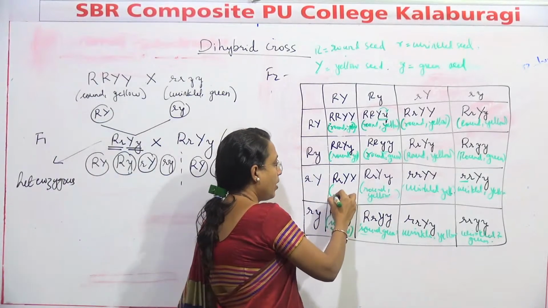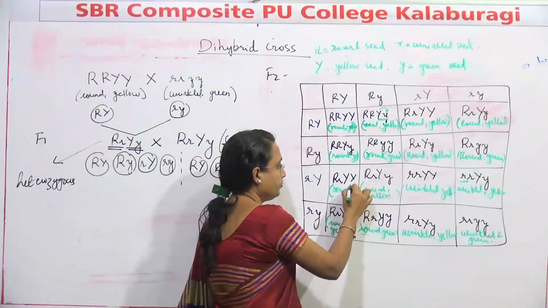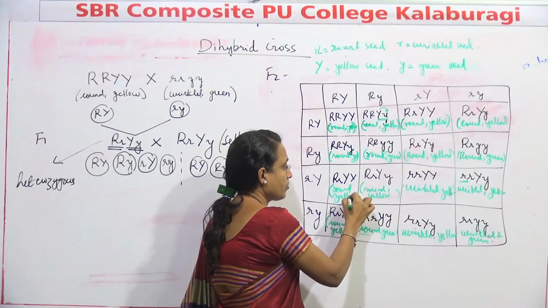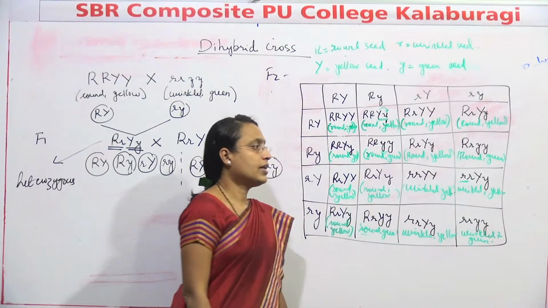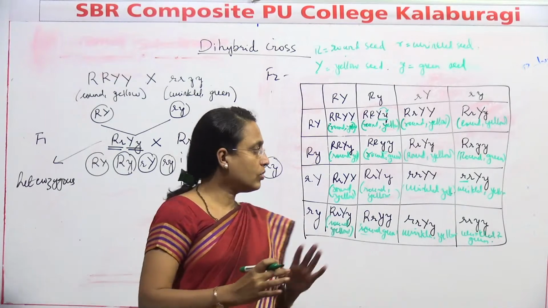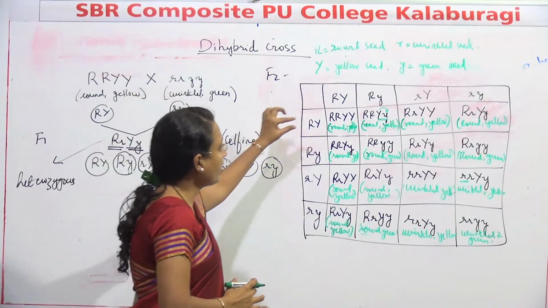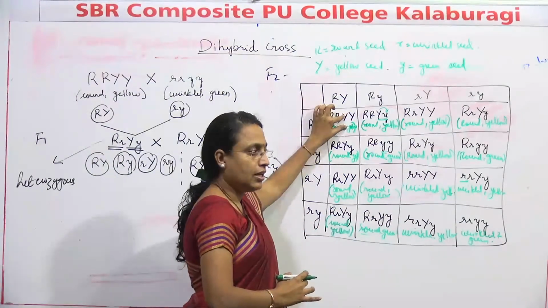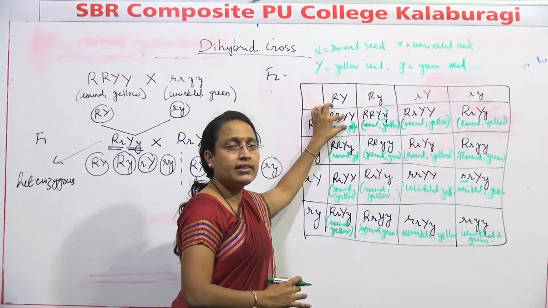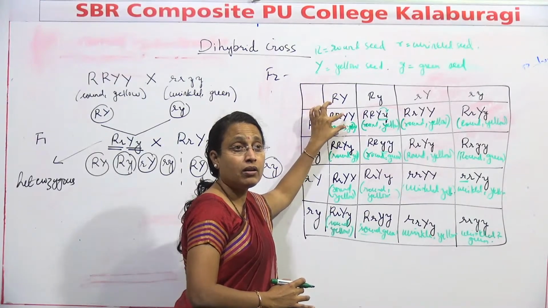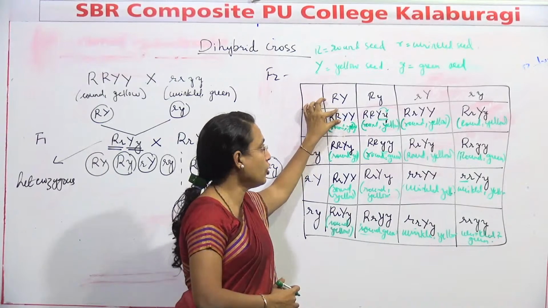This is again round and yellow. So they both are round. So there are some phenotypes. Whatever I have written in black here is nothing but the pairing of alleles, that is, the combining of alleles. So it is a genotype here.